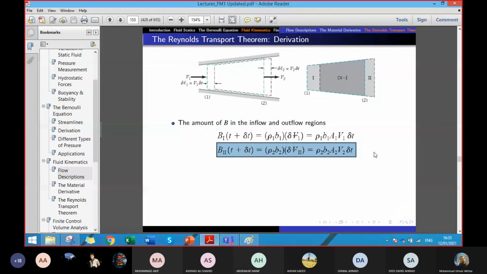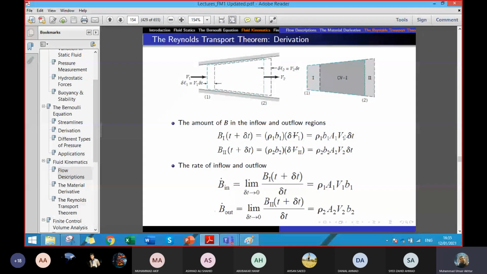Yes sir. So now there is delta t. If we write that B1 is the inflow and we apply the limit delta t approaches 0, we'll cancel this delta t with this delta t. We'll have rho 1 A1 V1 times b1. For the time being take b1 equals 1, so rho 1 A1 V1 is what? It is the mass flow rate, right?